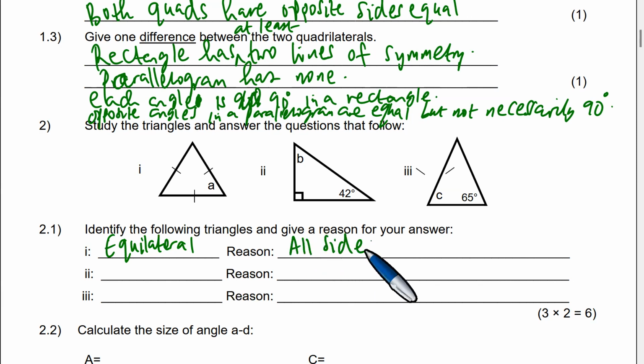All sides equal, or all sides are the same. All sides are the same length. Okay, now what do you think shape 2 is? Because we need to identify the triangle. What is it called?